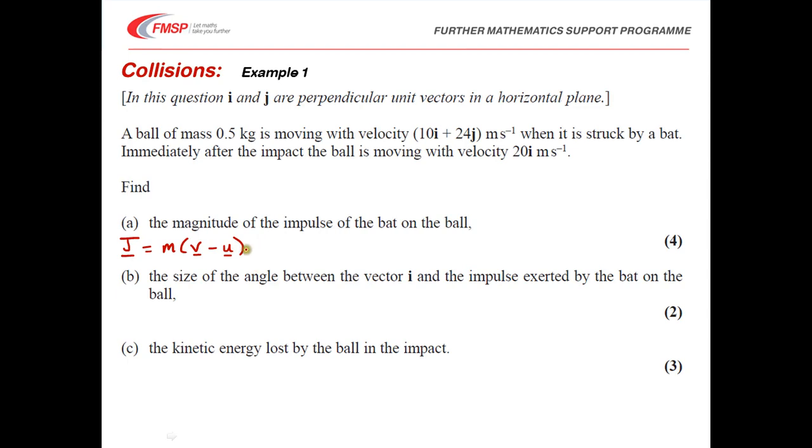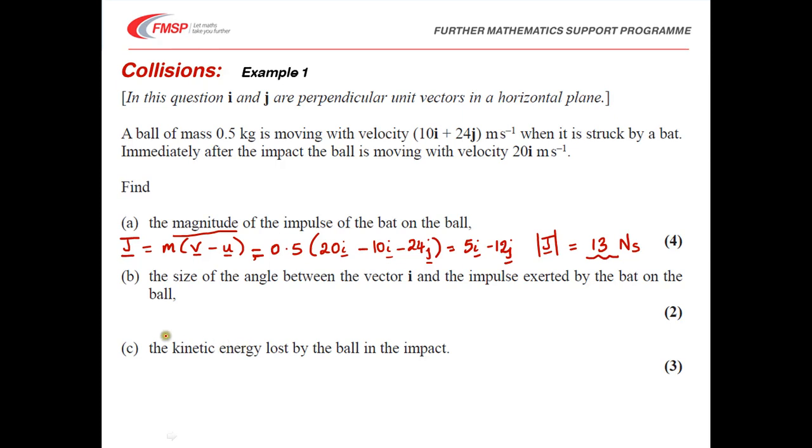So impulse equals change in momentum, mv minus mu, and I've just factorised that to simplify it a little. The impulse we're looking for here is going to be 0.5 times the final velocity, which is 20i, minus the initial velocity, which is 10i plus 24j. If I work that through, that gives me 5i minus 12j. Just be cautious there: the final mark in this bit is for finding the magnitude of the impulse. Don't forget to do that. So the magnitude of the impulse is the magnitude of that vector, which is 13 Newton seconds. Impulse is measured in Newton seconds.